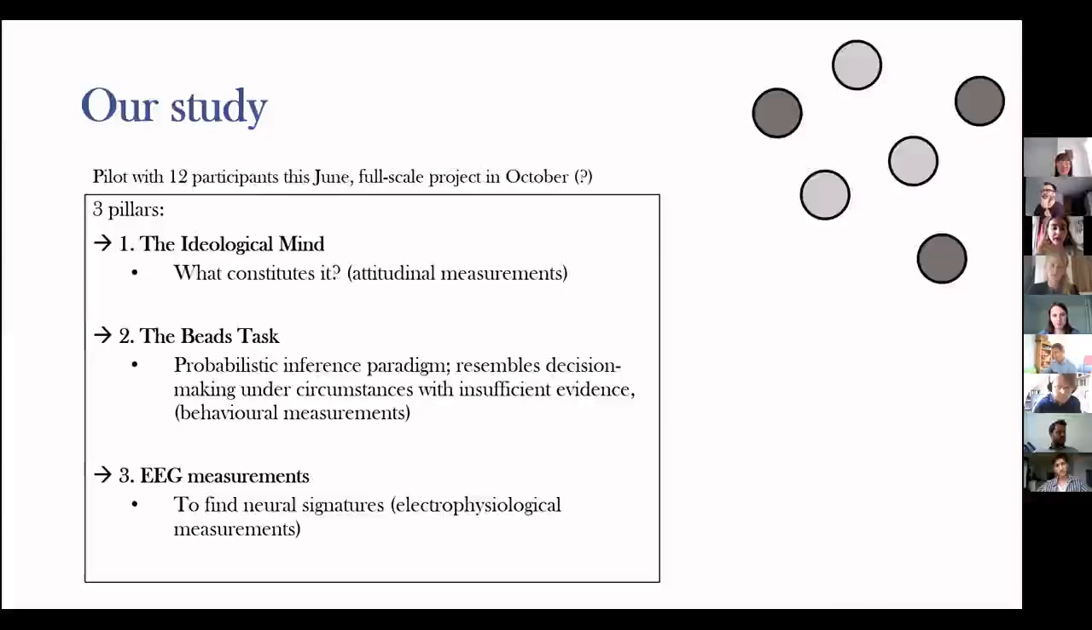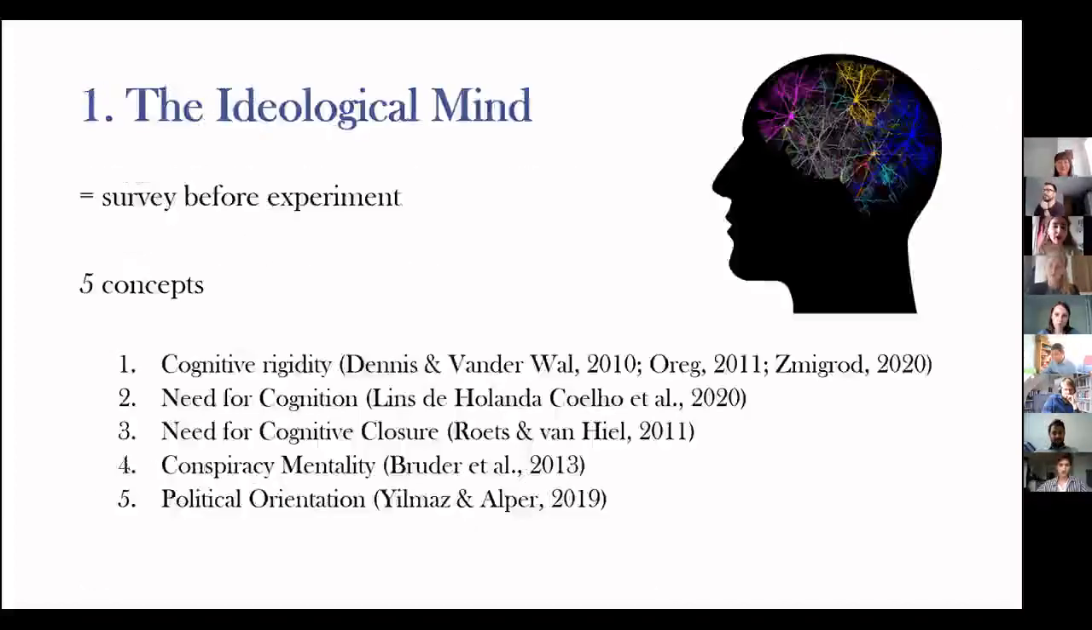Which is first the ideological mind, and then the Beats task, which is a paradigm in which people make decisions under circumstances with insufficient evidence. But Chris will tell you more about that later. And we will also have EEG measurements. And we hope by encapsulating attitudinal, behavioral, and neural measures to really decrease the gap between political and cognitive phenomena. So before we delve into the Beats test specifically, how did we conceptualize the ideological mind?